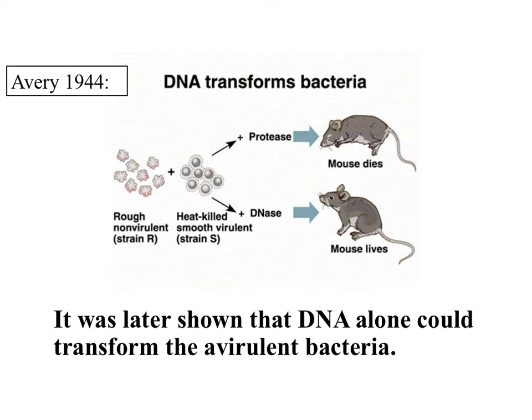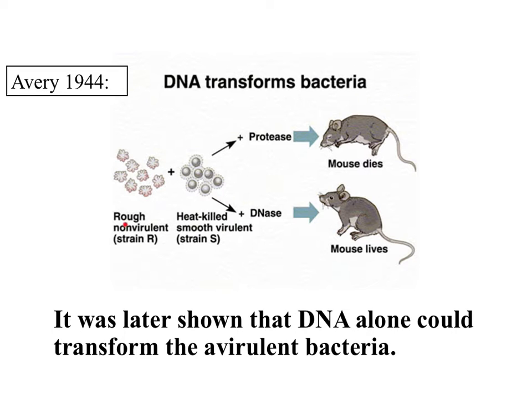The story continues. So Avery continues the same experiment. This time it happens in 1944. He keeps the same experiment as Griffith, so he's still using the same strains of pneumonia, and he's still injecting it into mice. But now he's trying to narrow down which macromolecule plays a role in it.